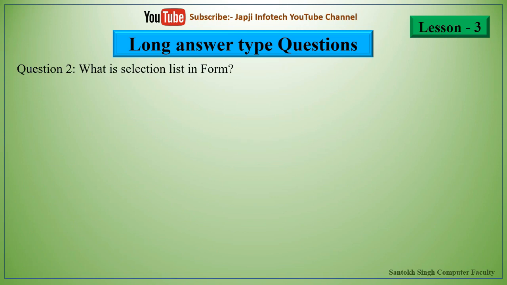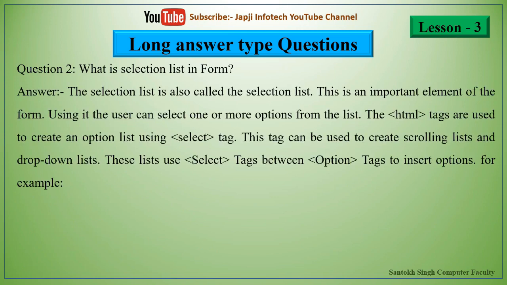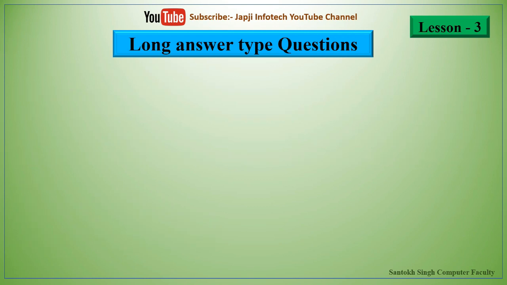So second question is, what is selection list in form? The selection list is also called the drop-down list. This is an important element of the form. Using it, the user can select one or more options from the list. The HTML tags are used to create an option list using select tag. This tag can be used to create scrolling list and drop down list. These lists use select tag with option tag to insert option. For example, as you see below.